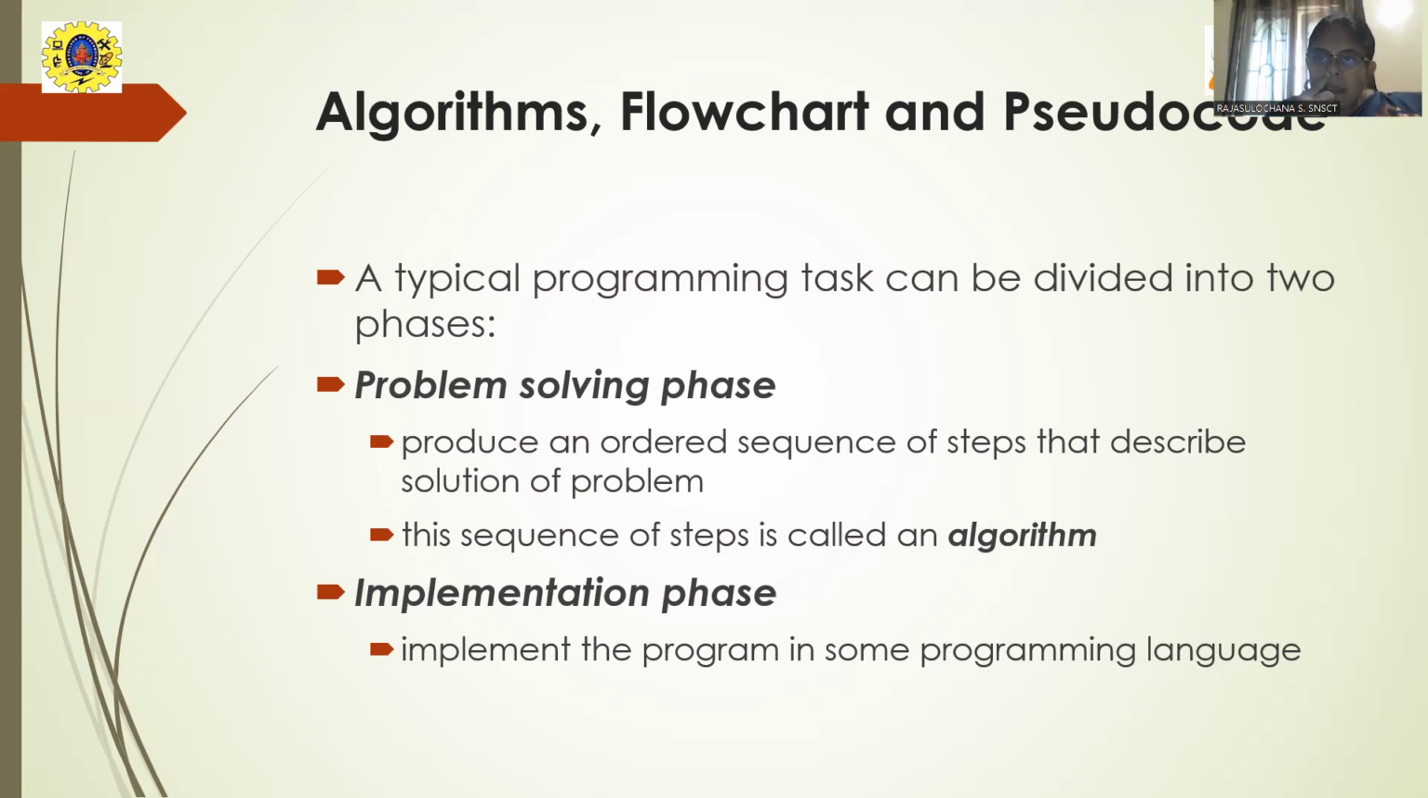So you have to follow these steps in order, right? First you have to gather the inputs, next you have to store them somewhere, next you have to follow the steps for preparing the lemon juice. So this step-by-step process is called an algorithm.